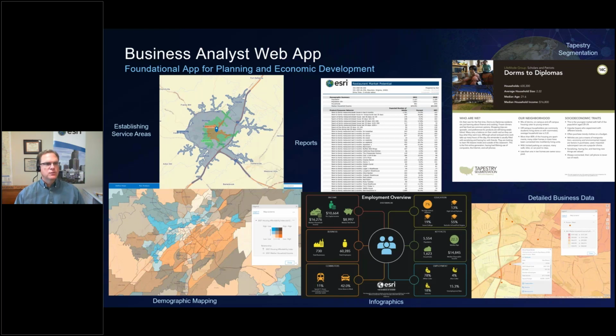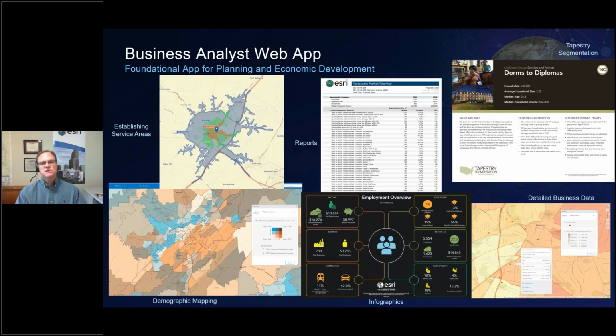So as you can see here, I can create service areas based on a proposed office park. What's the drive time or what's the walk time to this store? If I'm looking at a restaurant, what's the market potential for that? How much do people in this area spend on certain types of food? I can also use it for demographic mapping. In the bottom left-hand corner, I've actually created a bivariate map where I'm looking at both the median household income, but also the housing affordability index.